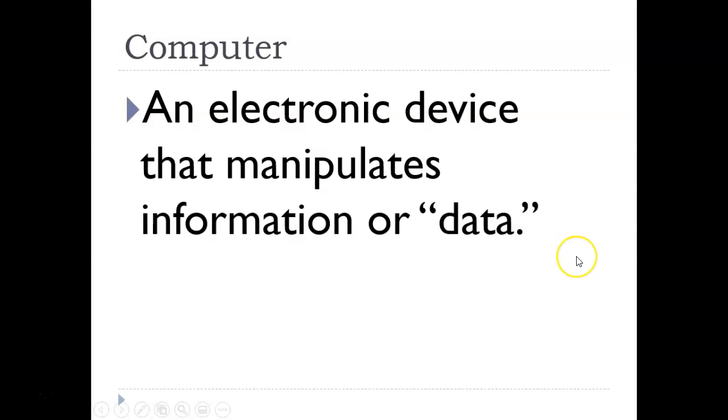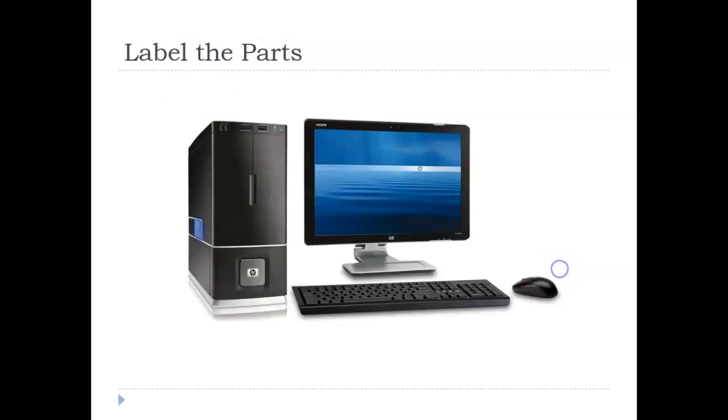A computer is an electronic device that manipulates information or data. It is basically everything that you've ever done on a screen or your phone. There's a computer inside of it that can do this, manipulate information or data.